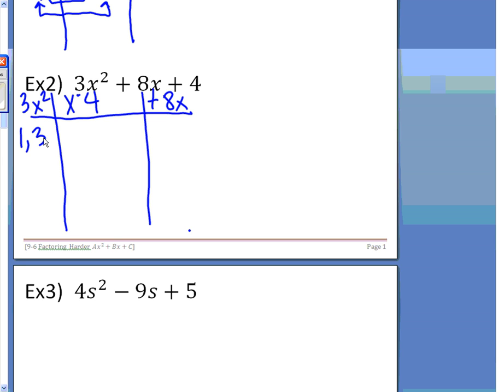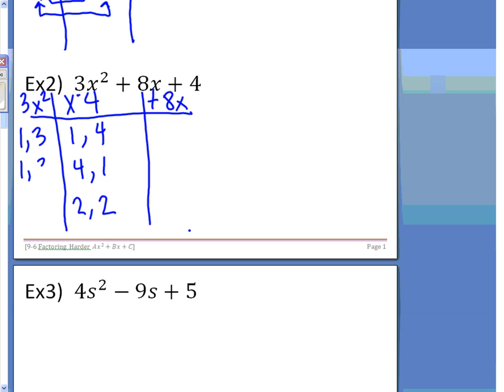Okay, so 1 and 3, and what two numbers multiply to 4? Well, there's a couple options, so we got to be careful here. It could be a 1 and a 4, but I want you to see this. It could also be a 4 and a 1, and they're going to give me two different answers. And if that didn't work, it could also be a 2 and a 2.